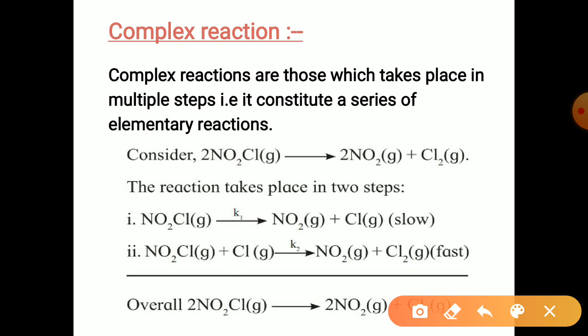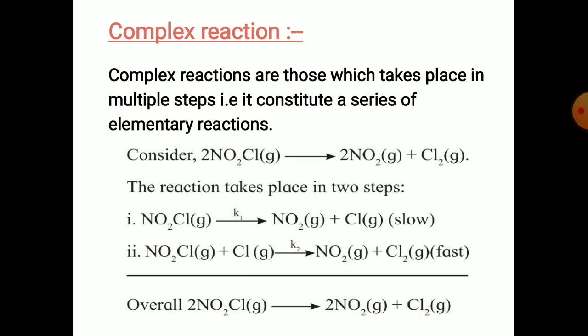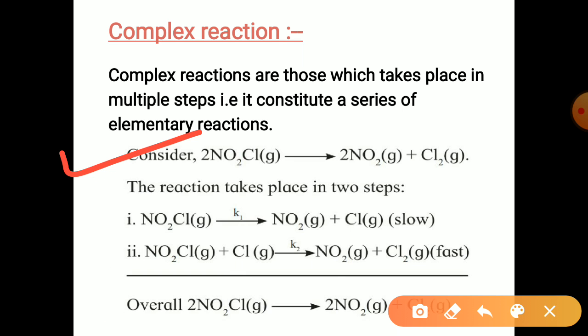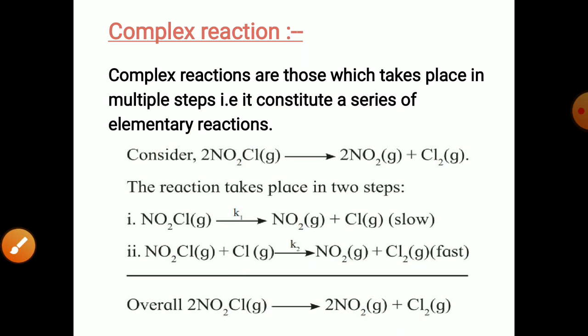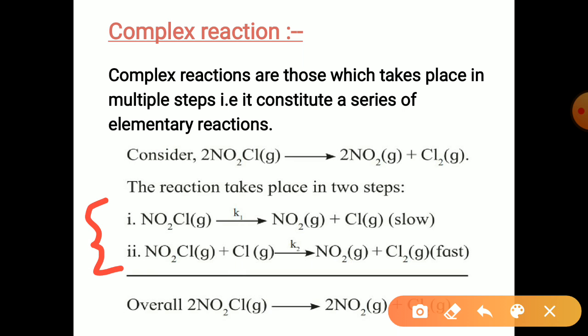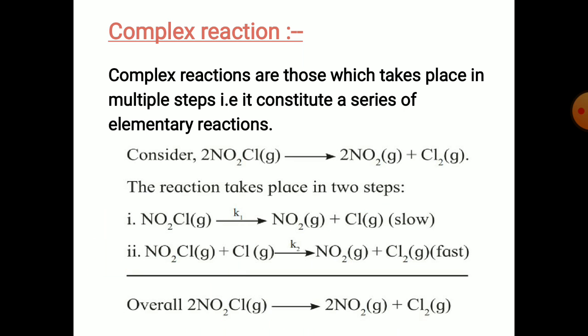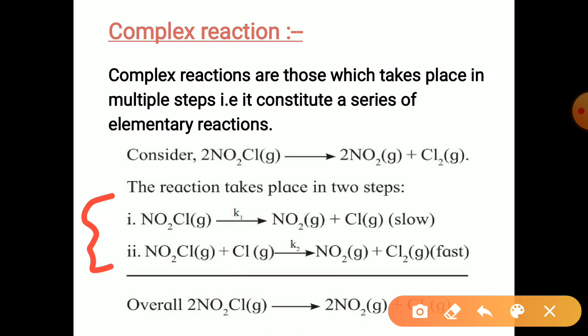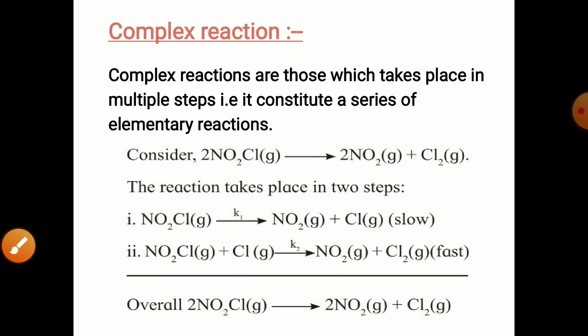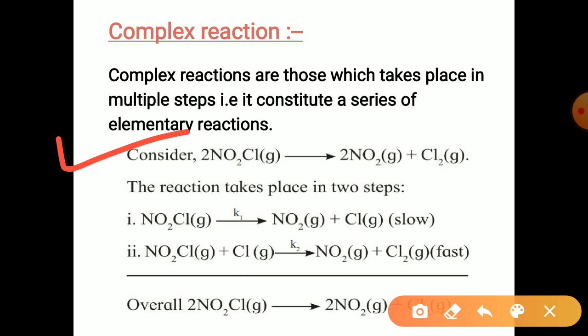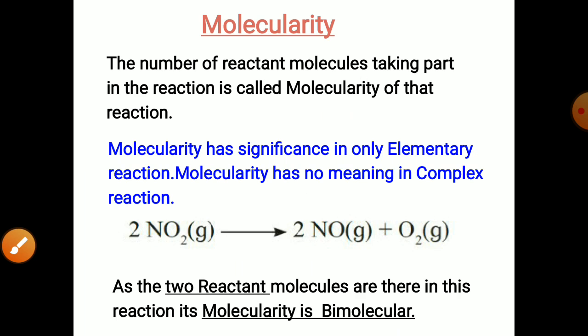When these two steps are added, we get the overall reaction. So this overall reaction is obtained by summing up these two reactions. This is a complex reaction, which takes place in multiple steps and constitutes a series of elementary reactions.